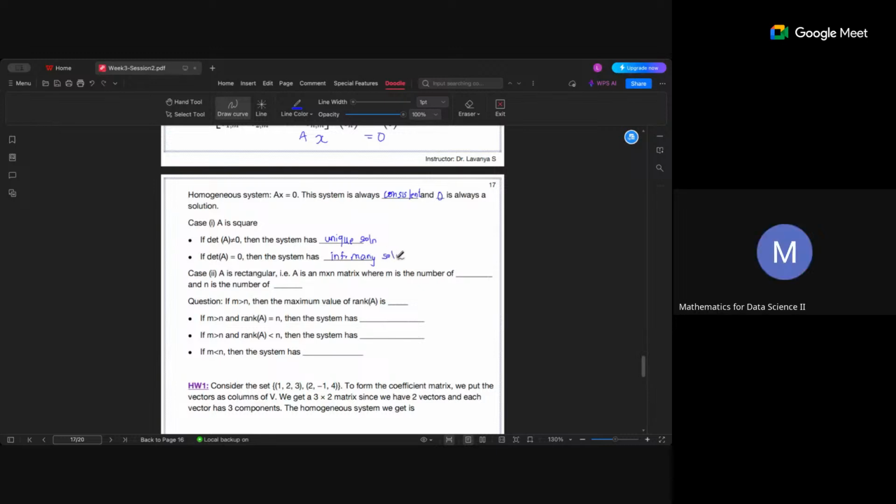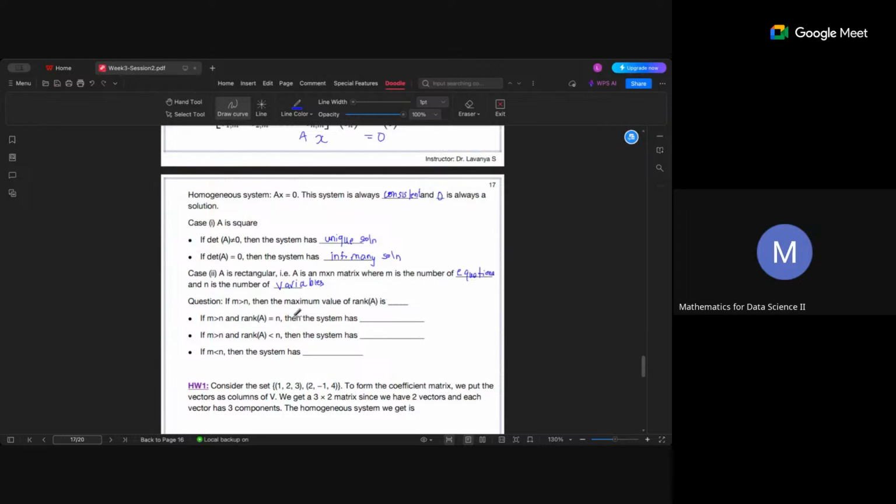Okay. Now suppose we are in the rectangular system. That is, we are having an m by n matrix. Ma'am, we can see no solution also, no? Just now we saw that it is not consistent. Okay, A is rectangular. A is an m by n matrix. So what are m and n representing? Which is representing equations and which is representing the variables? N is variables, M is equations. Yes, this is the number of variables and this is the number of equations.